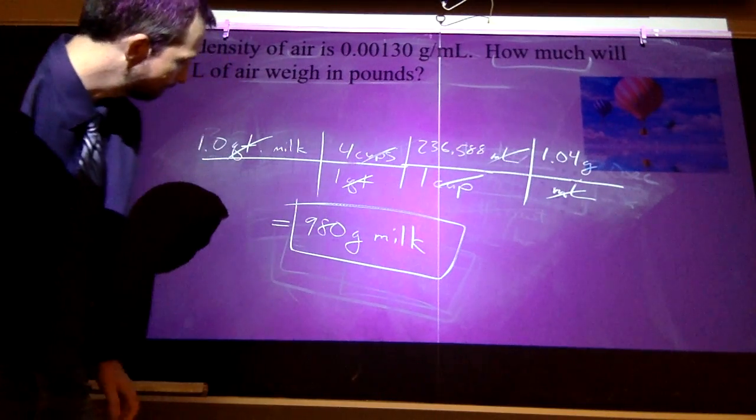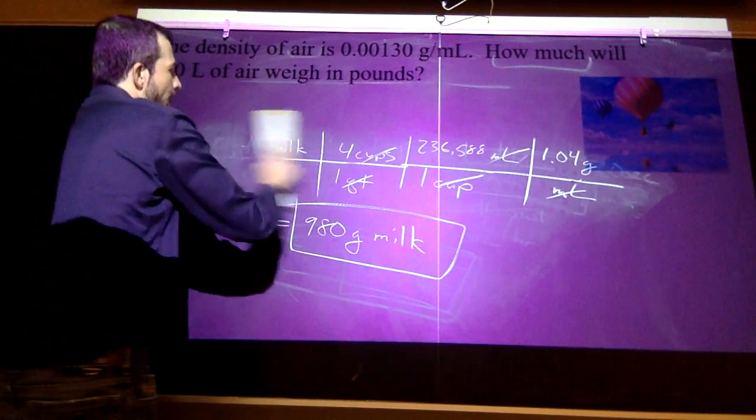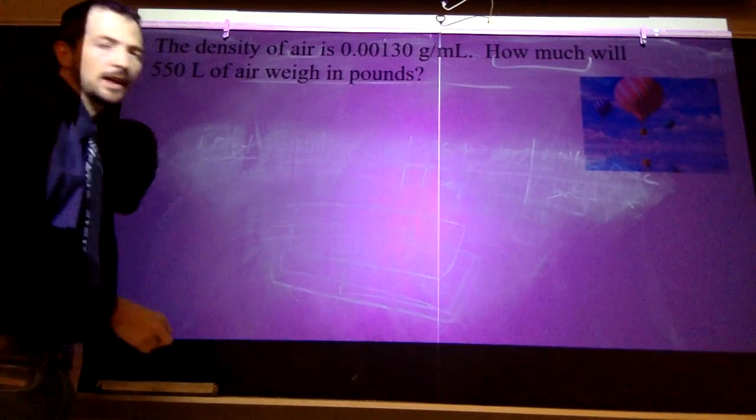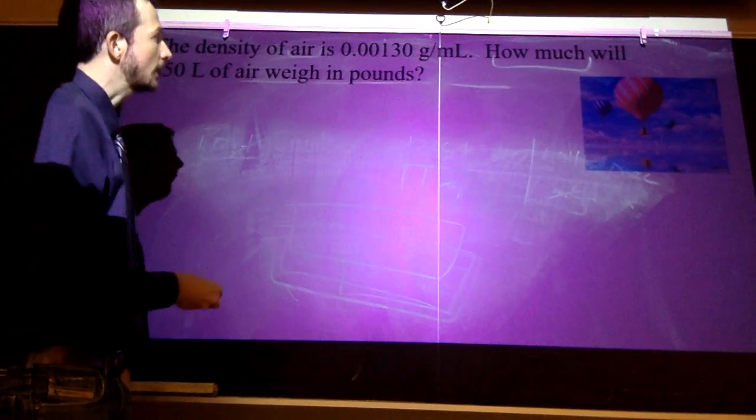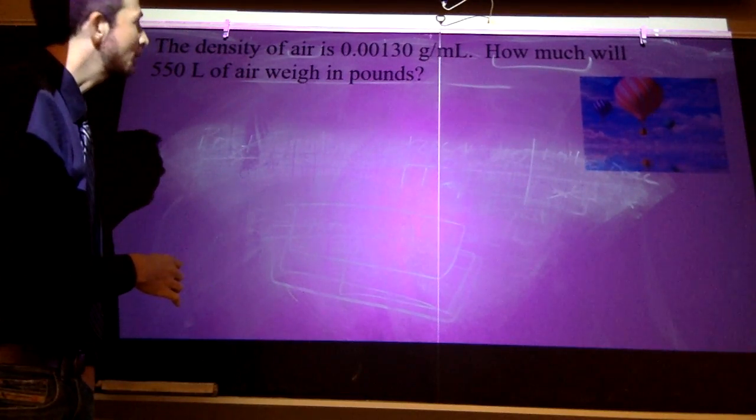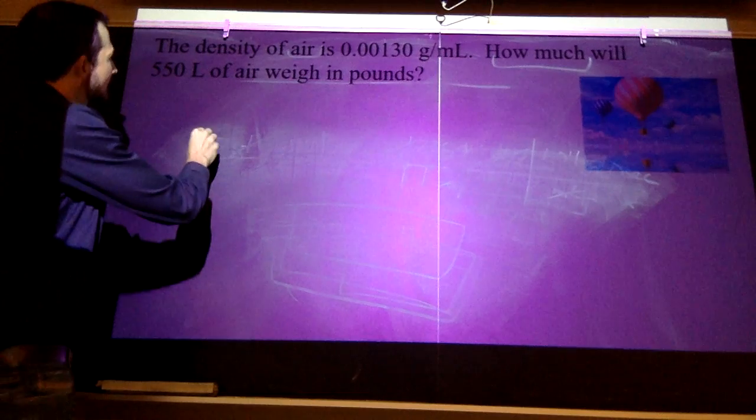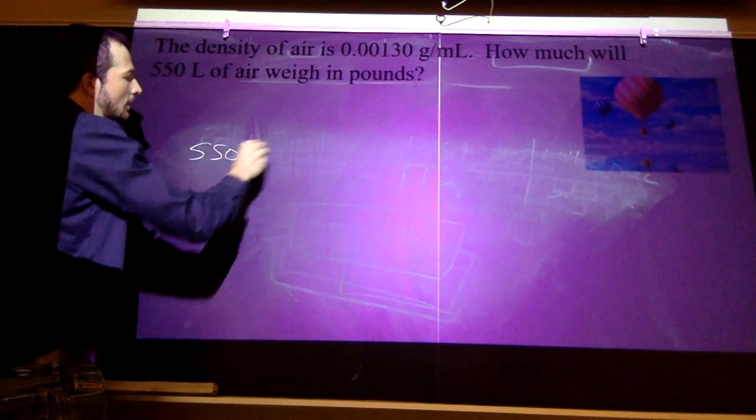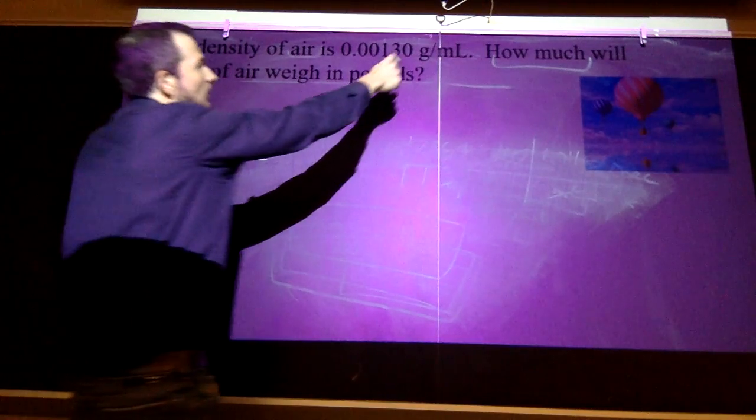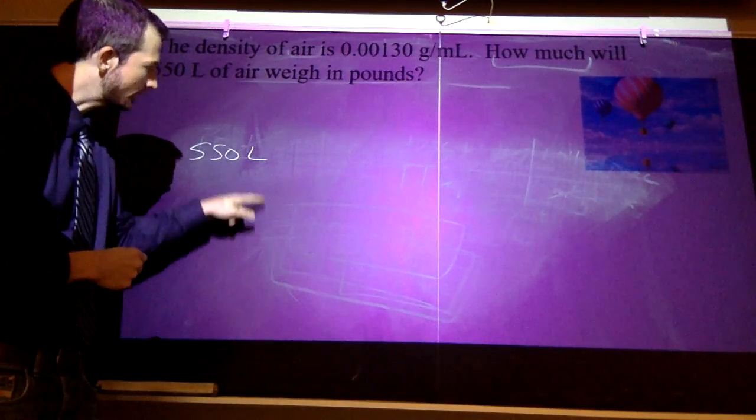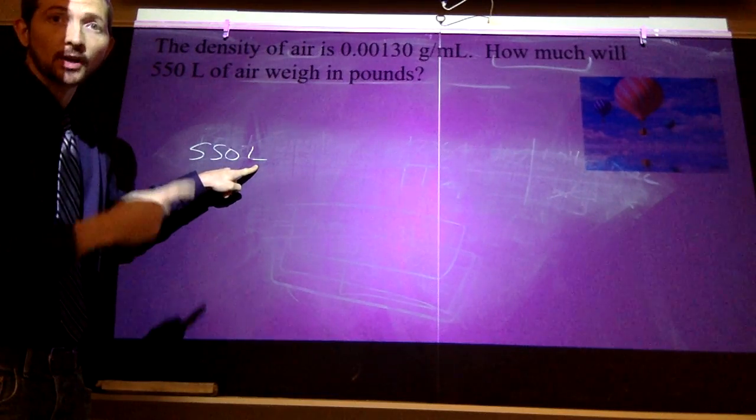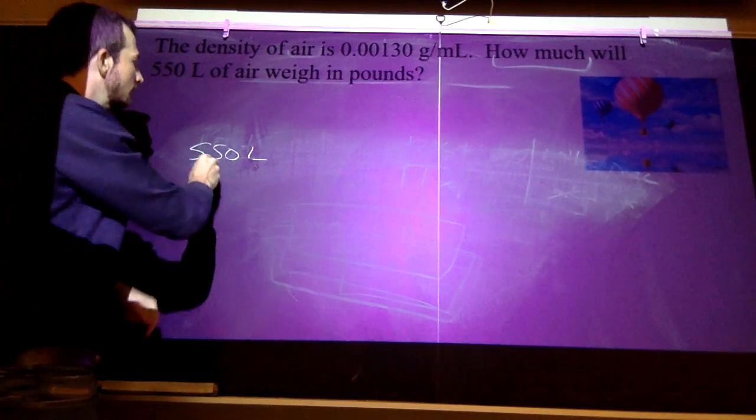Last one. Again, I'm going to be using density as a conversion factor. So I'm given the density of air. Now I'm asked how much will 550 liters of air weigh in pounds. So my density is grams per milliliter, and this is a volume in liters. So I need this measurement in milliliters so I can use my density as a conversion factor.